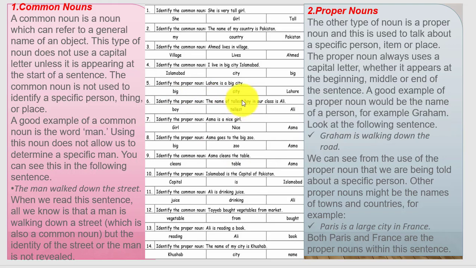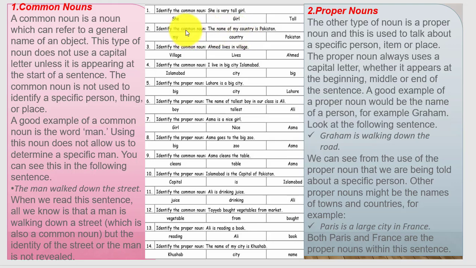Now let us give a short view to a test that has been designed to see whether you have got the idea of the difference between a common noun and a proper noun. So identify the common noun. She is a very tall girl. Which one is the common noun in this sentence? Is she a common noun? No, it's a pronoun. Girl, does it refer to anything particular? No. So girl is a common noun. In the second sentence, the name of my country is Pakistan. In this sentence, there are both common noun and proper noun.